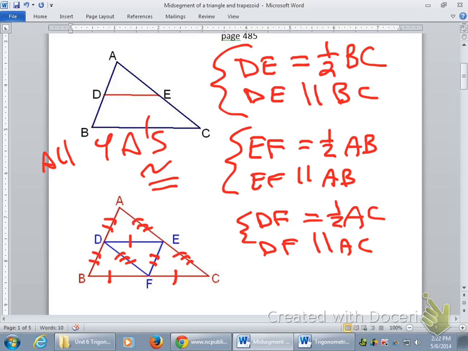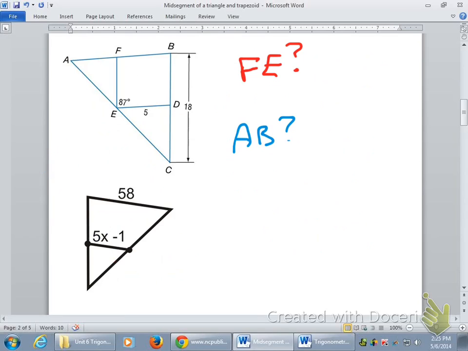So you're right. All four of these triangles are congruent by side, side, side. And of course we could make that a little bit more formal. All right, very good. Can you tell me FE and can you tell me AB? What about FE? It's 9. Why is it 9? Because ED is the midpoint of BC. And if that's 18, it would end up being 9, and FE is parallel.